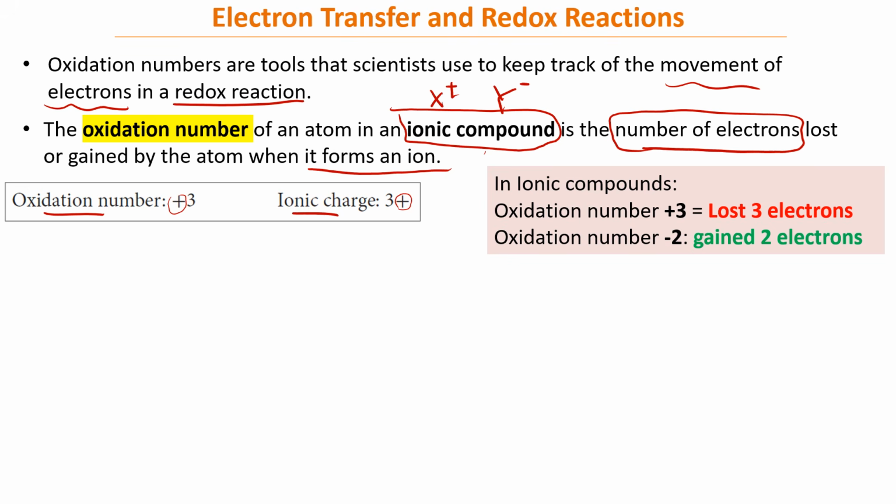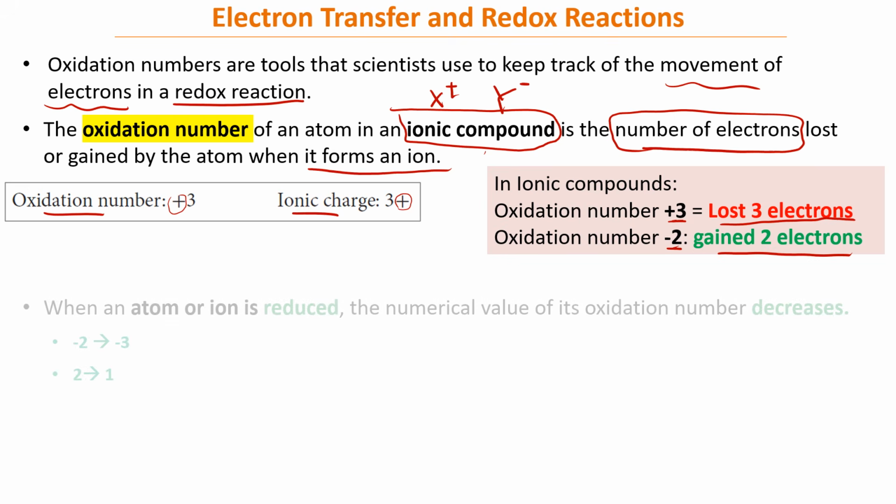But in ionic compounds, the ionic charge and oxidation numbers are the same. So in ionic compounds, what does an oxidation number of +3 means? It means you lost 3 electrons. Oxidation number -2, it means you gained 2 electrons. Okay? So this is the rule.